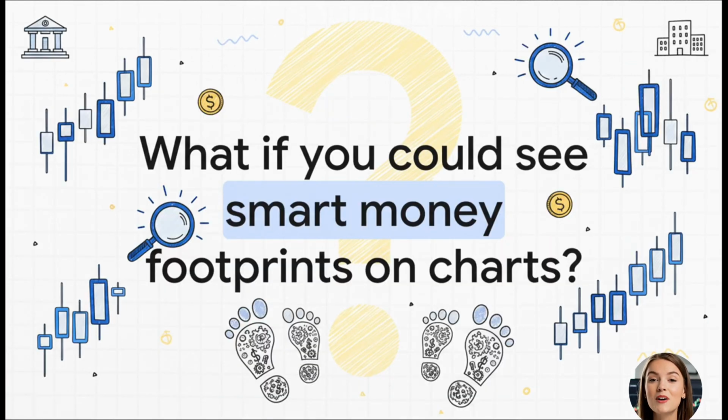But first, just think about this for a second. What if you could literally see the footprints of the big banks and institutions right there on your charts? Well, that's exactly what order blocks are. They're the clues left behind by smart money. And trust me, learning to read them can completely change the way you see the market.